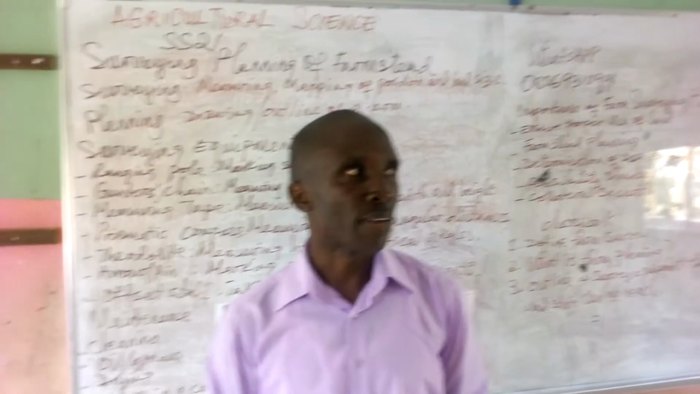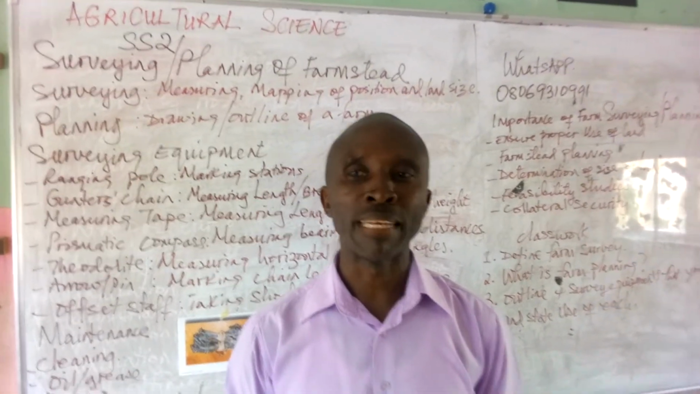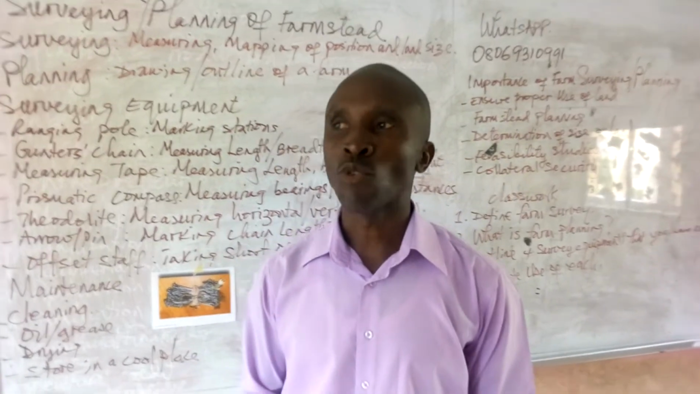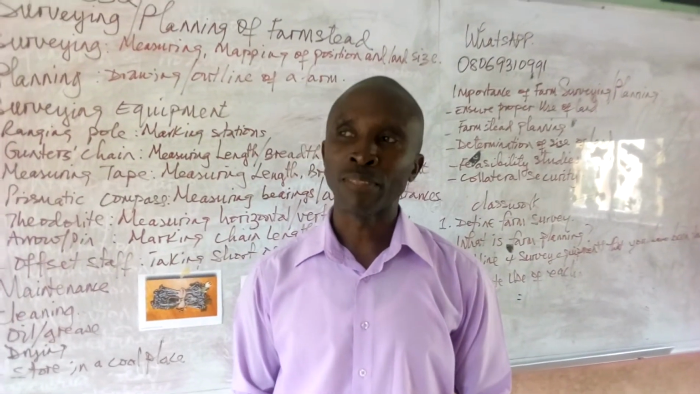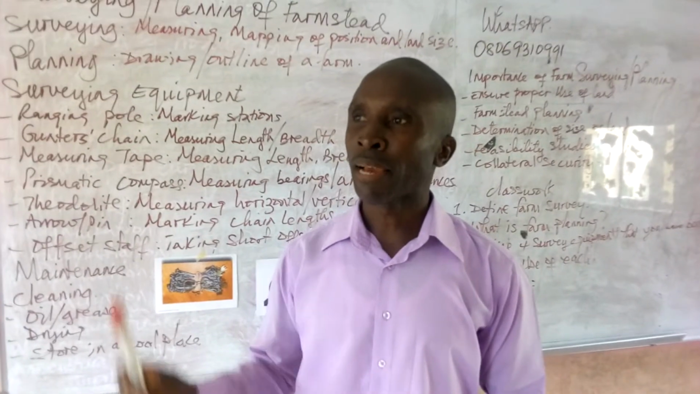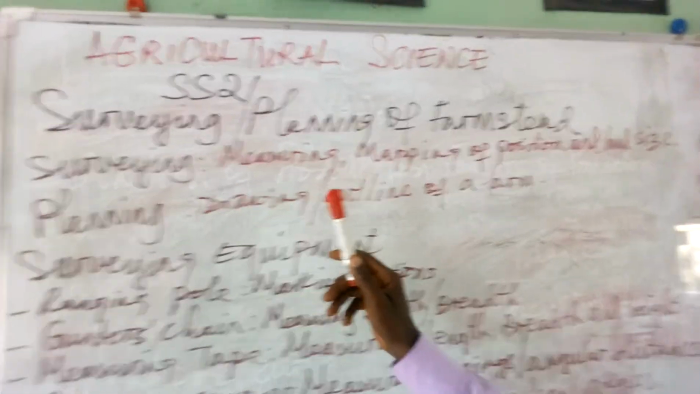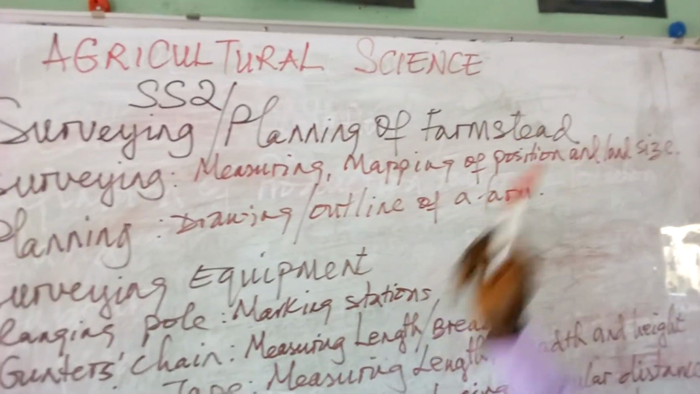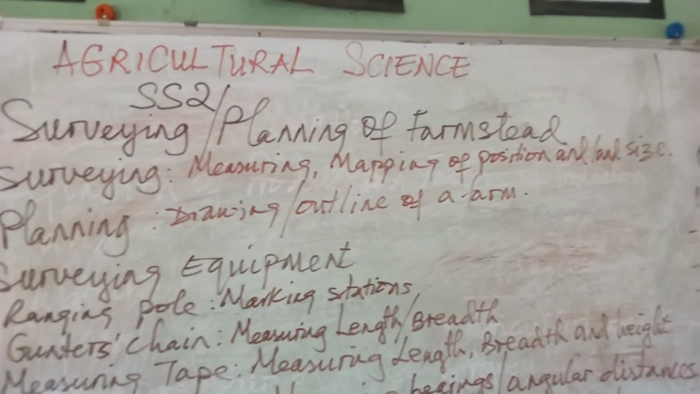SS2 students of Agricultural Science of Sheikh Abubakar Gumi Academy. It's my privilege to bring this lesson across to you at home because of the pandemic. We are glad to be able to leverage technology to make this happen. So this is Agric Science SS2 and the topic is surveying and planning of farmstead.